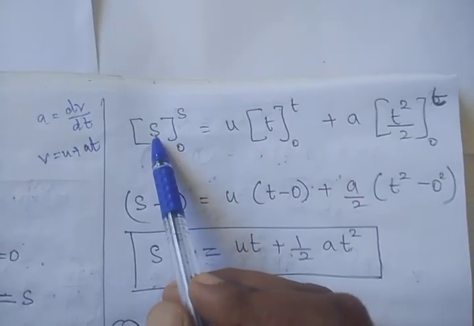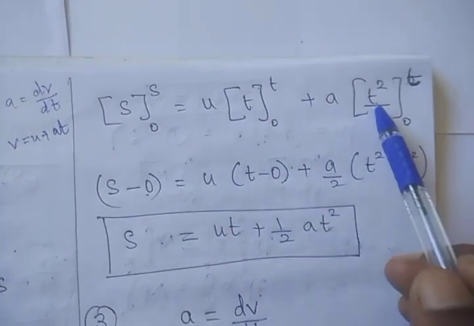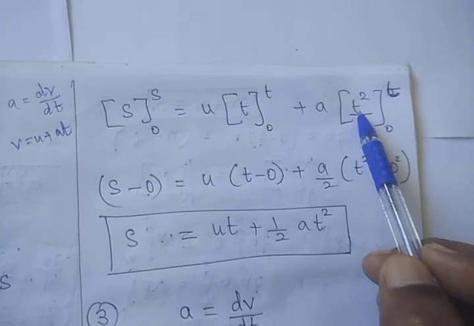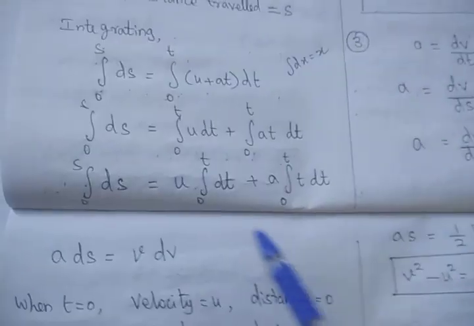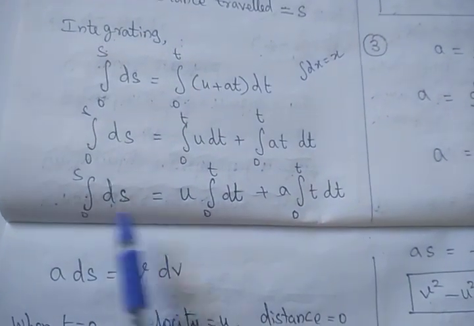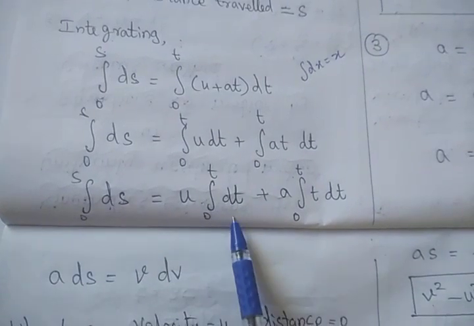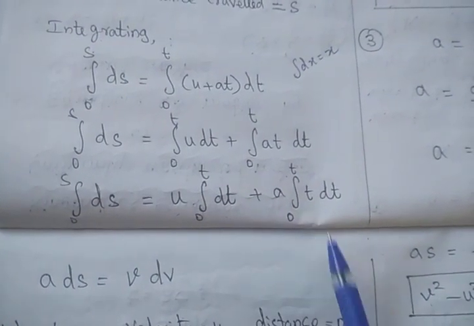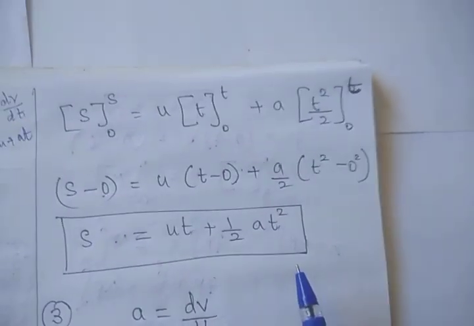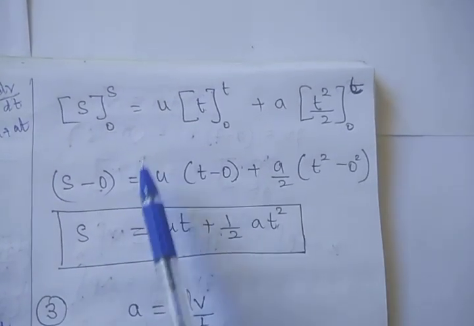Let us see this equation. The integration of ds is s, the integration of dt is t, and t power 1 plus 1 is t squared. Again I will show the previous equation. ds means s, dt means t, so u into t and a into t squared by 2. Yes, students, clear? Yes, okay, good.